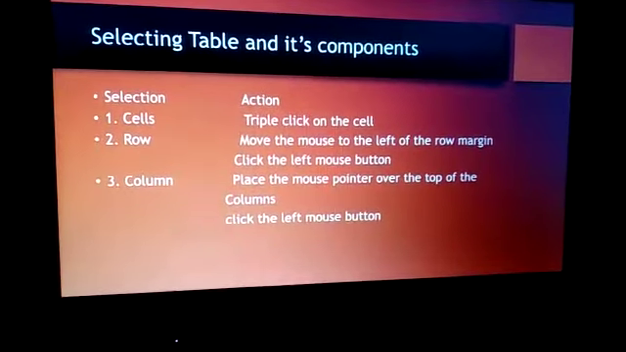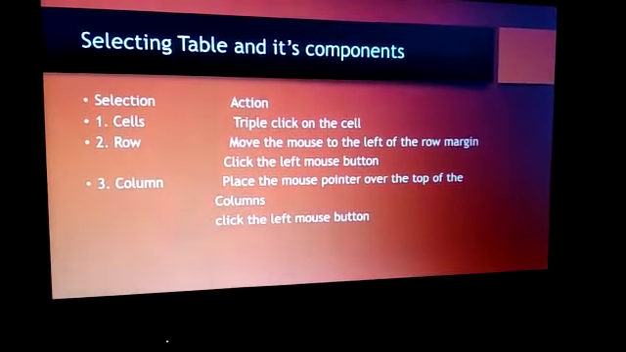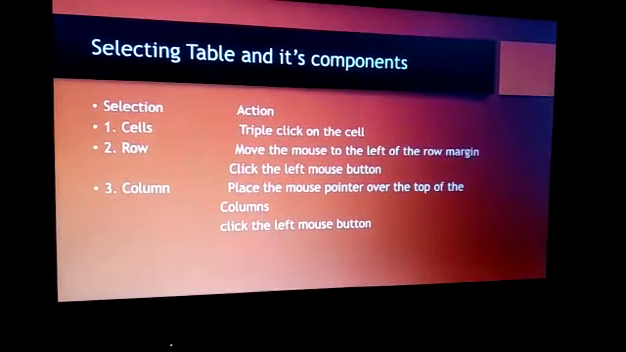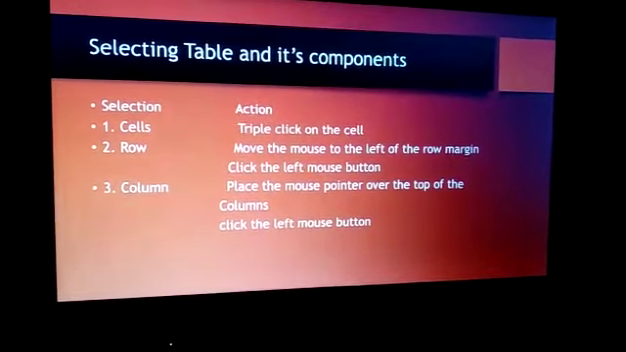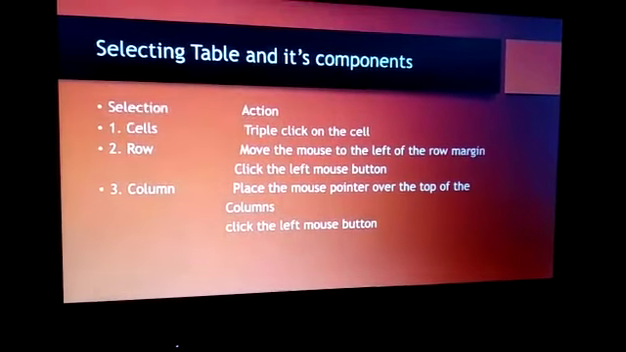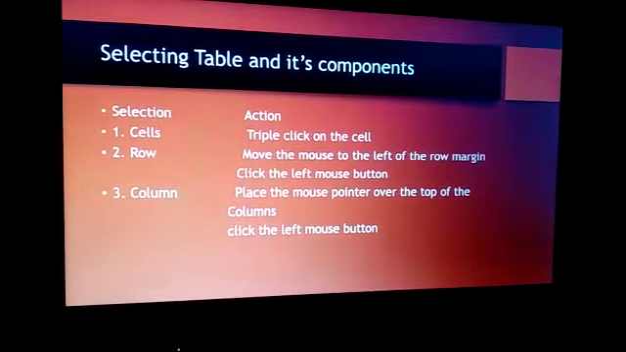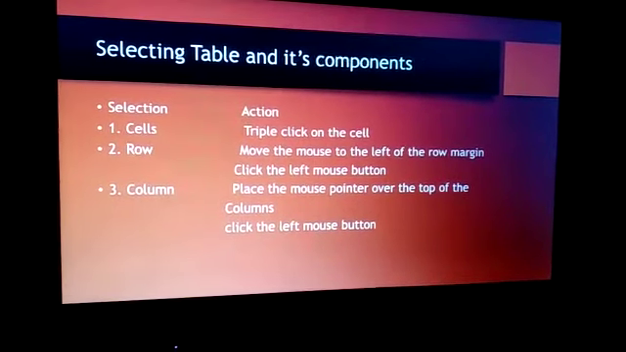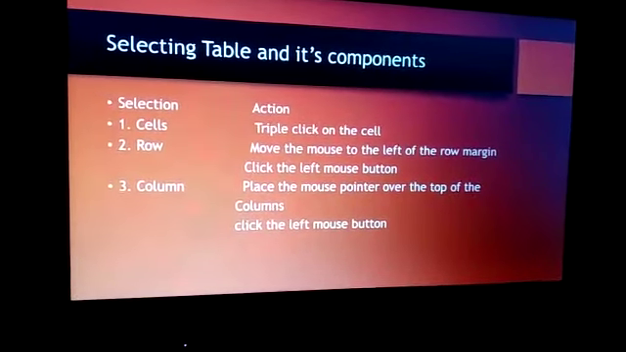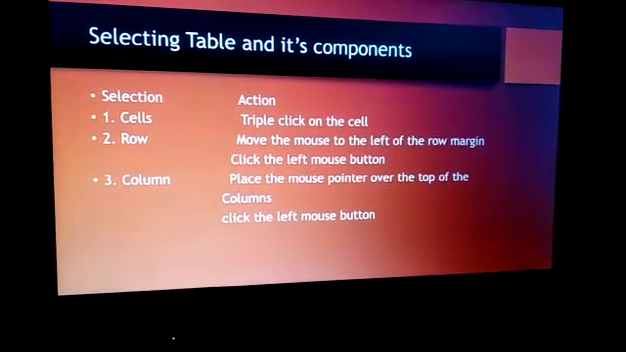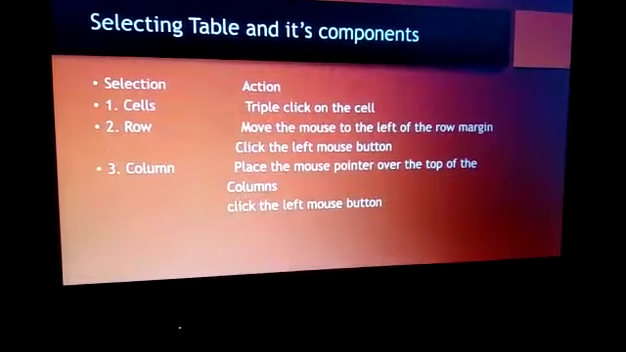So, selecting a table and its components. First one, cell. If you want to select a cell, that means we have to triple click on the cell. Next is the row. Move the mouse to the left of the row margin and click the left mouse button. Next is the column. Place the mouse pointer over the top of the column and click the left mouse button.